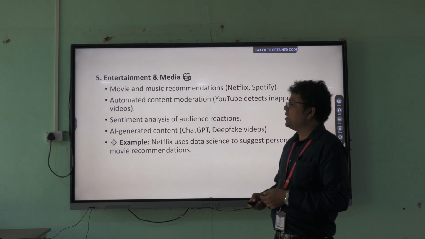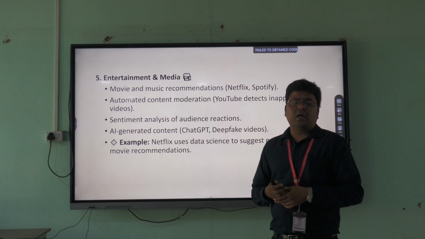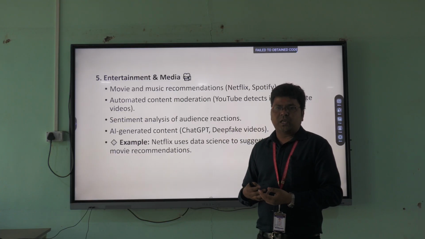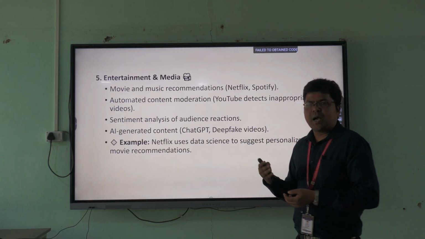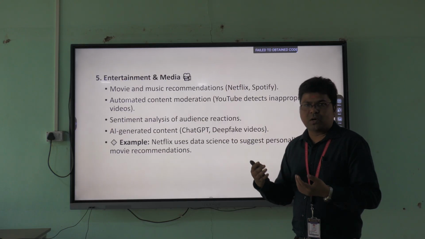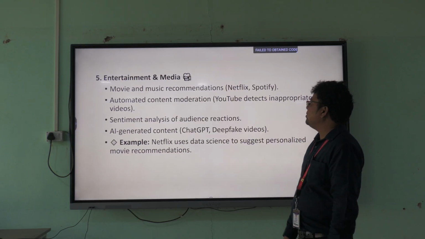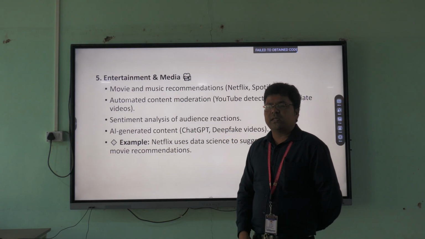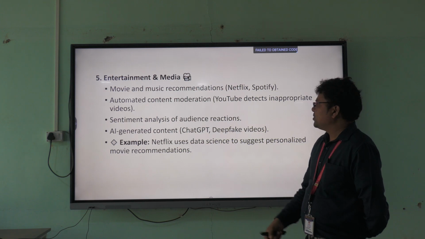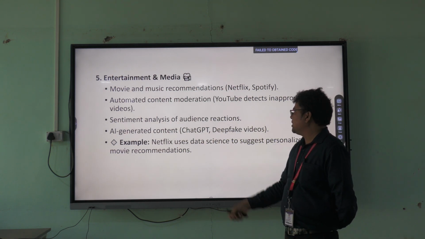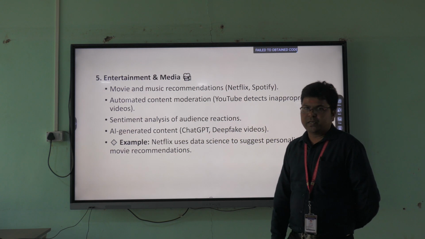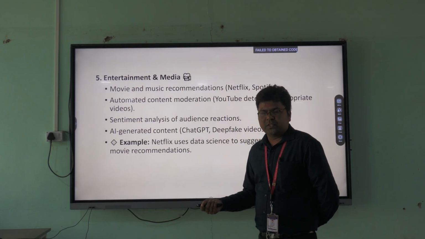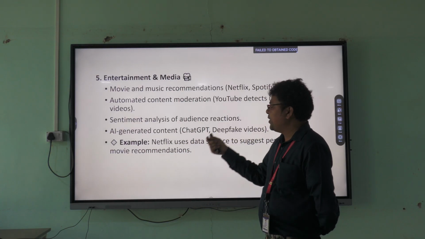And then movies and recommendations. We know that in Netflix we have seen movie recommendations come forward. That is the data science project and machine learning models at the back end. Here movie and music recommendations can be done, along with automatic content moderation and sentiment analysis of audience reaction. I give the example of Netflix, which uses data science to suggest movie recommendations. So this is in the entertainment area, and this is how we use machine learning models for movie recommendations.